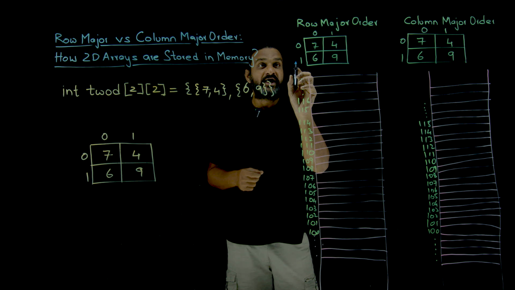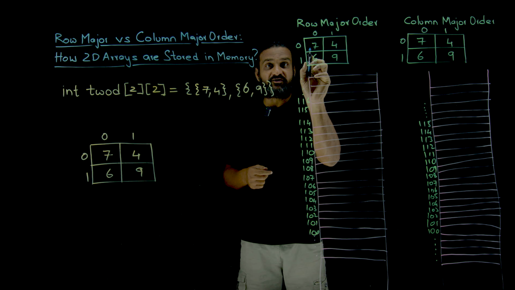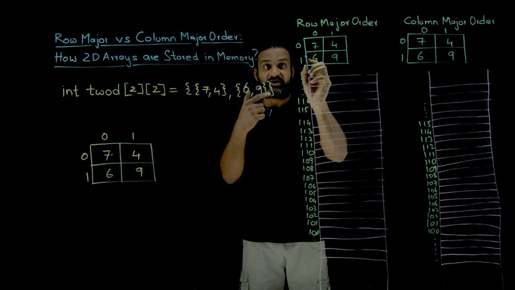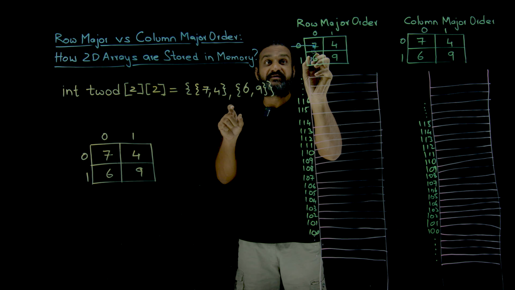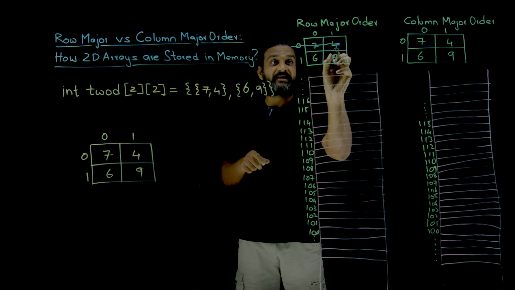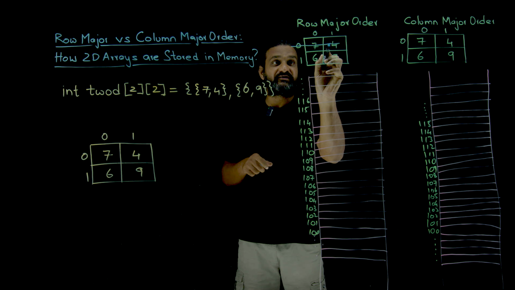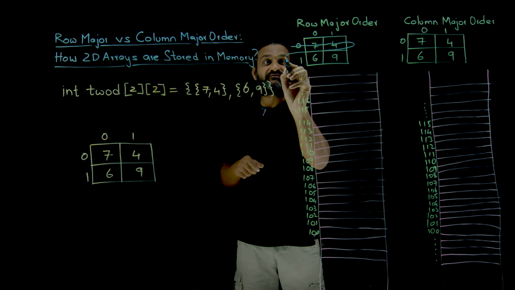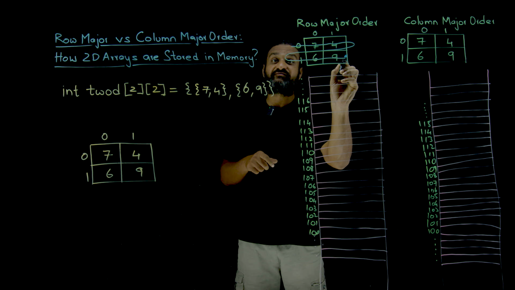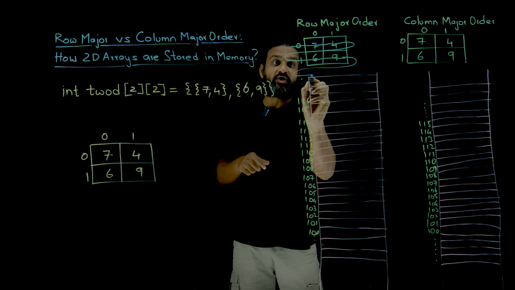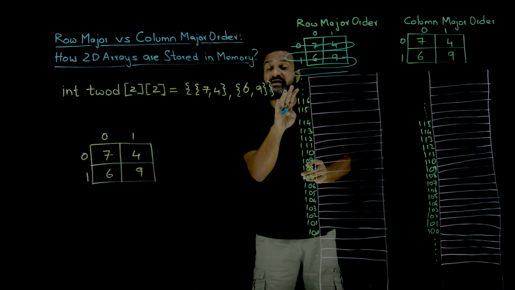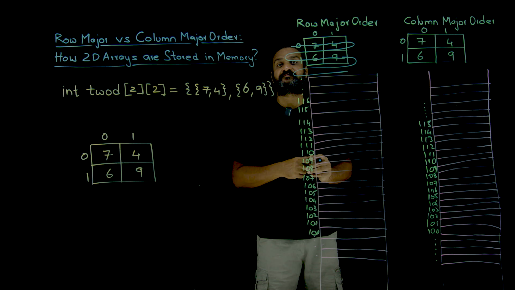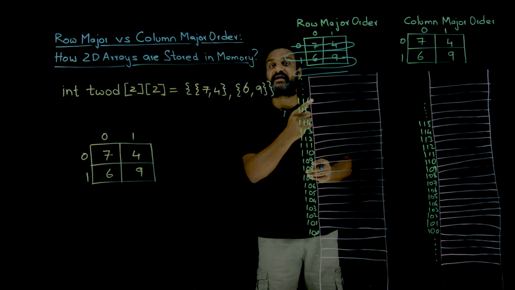So if you take this table, how will it get implemented in memory? Row wise the elements will be identified. The first row has 2 elements, 7 and 4. So this is the sequence in which the elements will get stored. After this, the second row, 6 and 9. If there is a third row, it will go on. So this is how a row major order implementation is done. Row wise the elements will be identified.